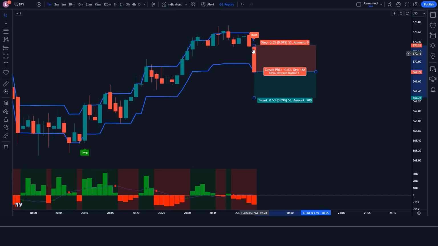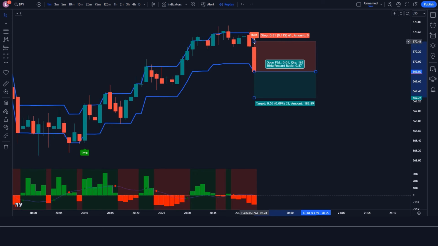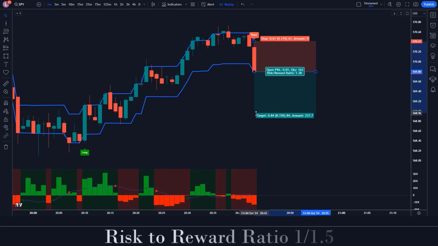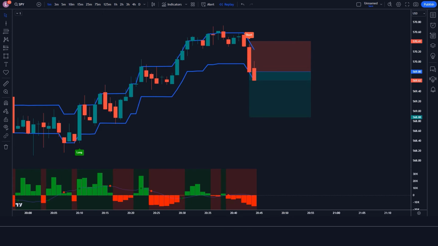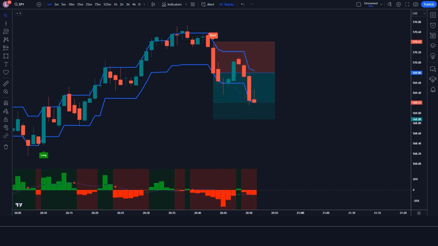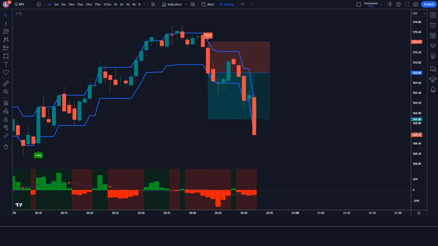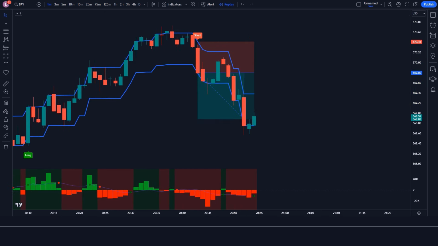Our stop loss is to be placed at the bull line. And the risk to reward ratio will be 1:1.5. Let's see what happens to our trade. We have won the trade. Let's find the next trade.